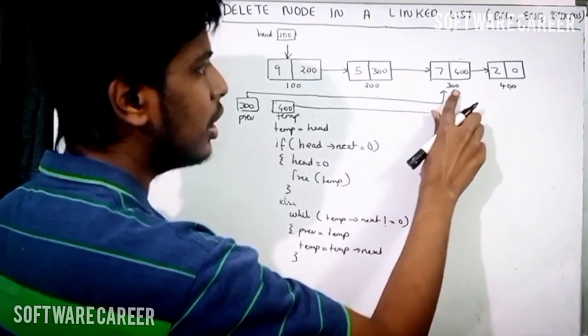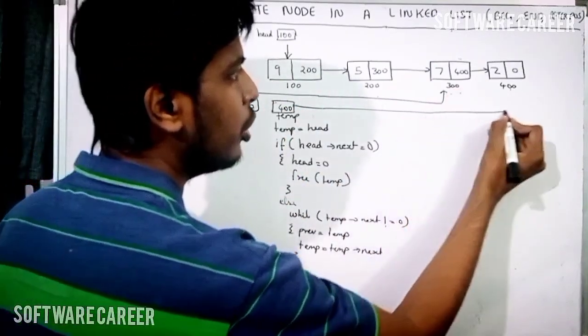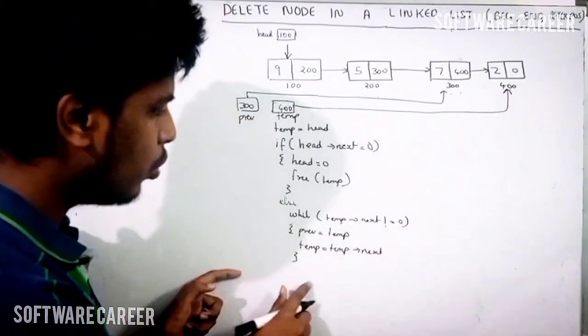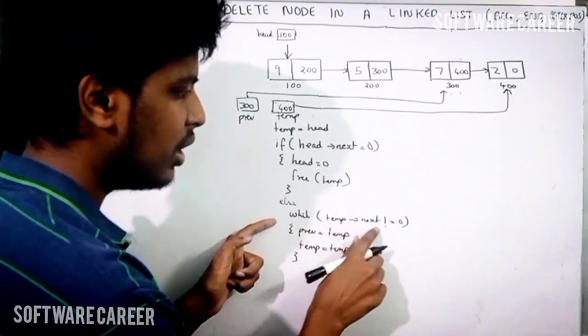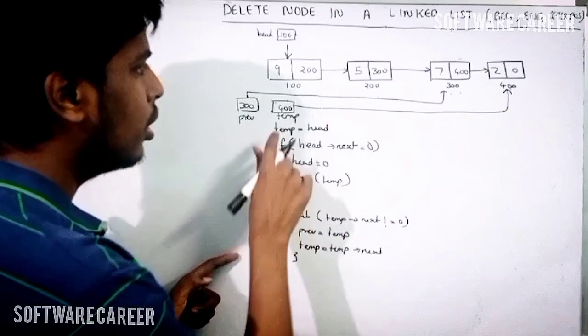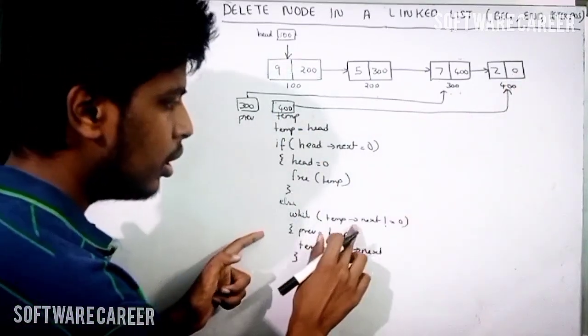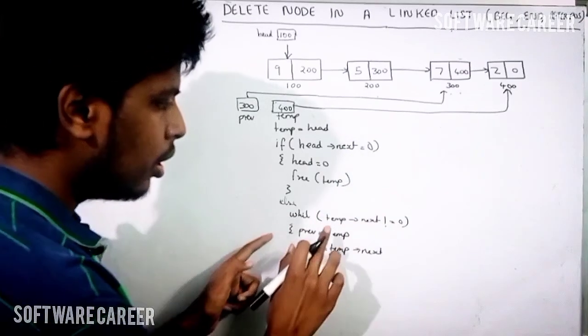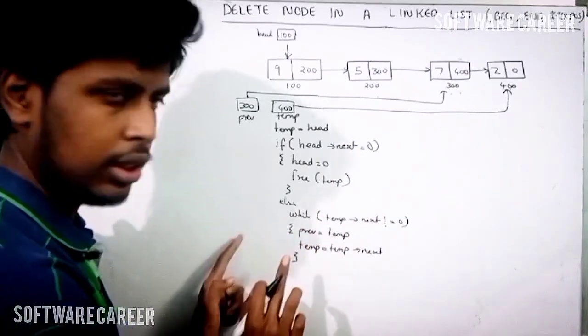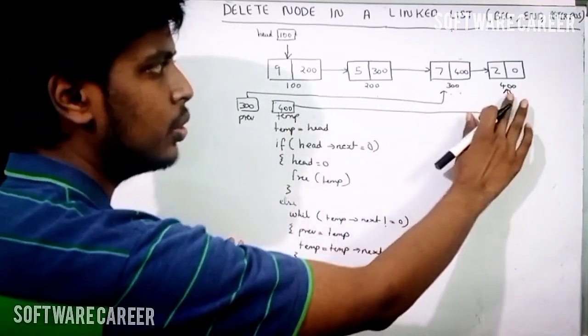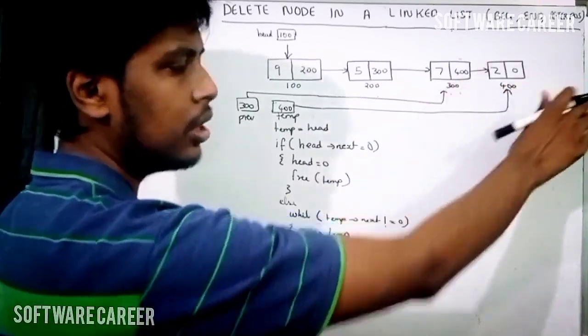So this pointer is getting cancelled and this pointer is pointing to 400. Now go back to the same condition and check whether temp next not equals to 0. Temp is 400. 400 next is 0. So this is false. Now it does not enter into this condition. It stops here. Temp points towards this 400 and again it does not move.